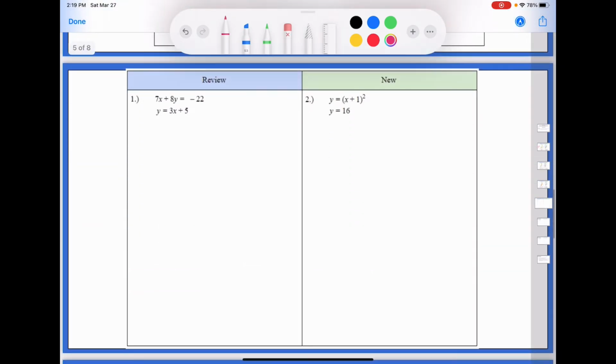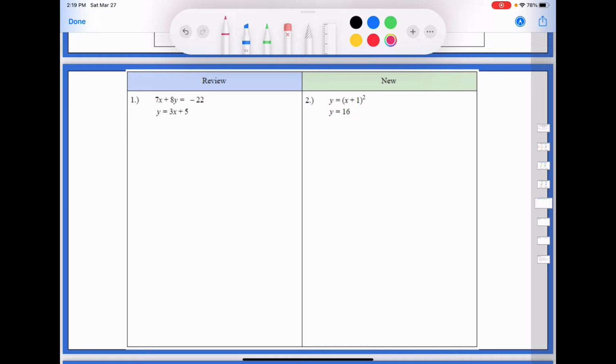Okay. So now the question is, what do I do if I don't have a graph? So we're going to solve this using one of our two other methods. So you remember, if I look at number 1 from my review, over here on the left in my blue column, this is from Unit 3, right? I have 7x plus 8y equals negative 22, and I have y equals 3x plus 5. If you remember back from Unit 3, we had two algebra methods that we could use that weren't graphing. One of them was substitution, and one of them was elimination.